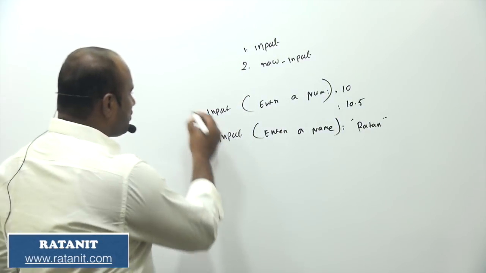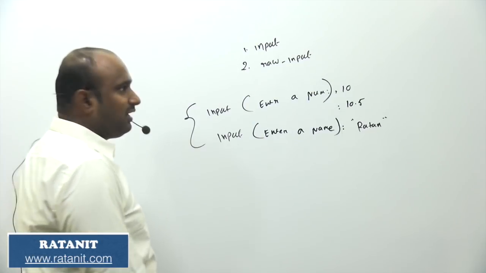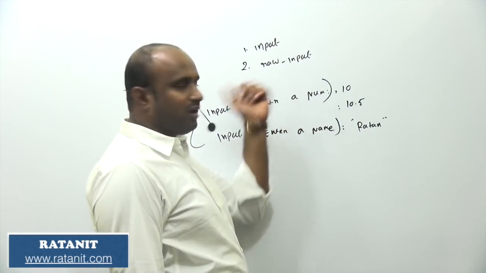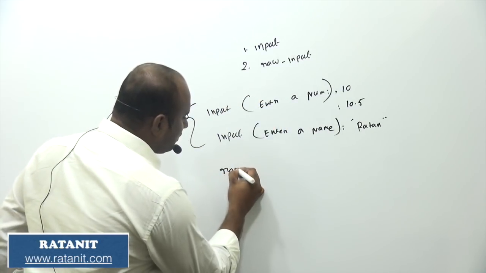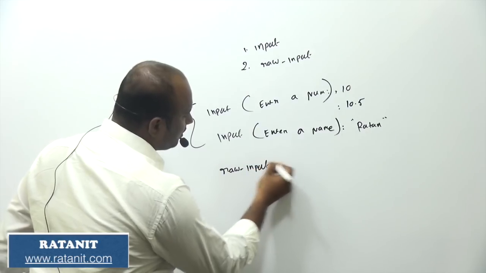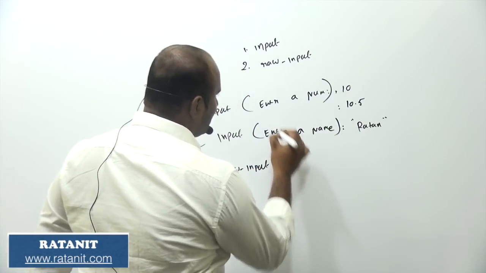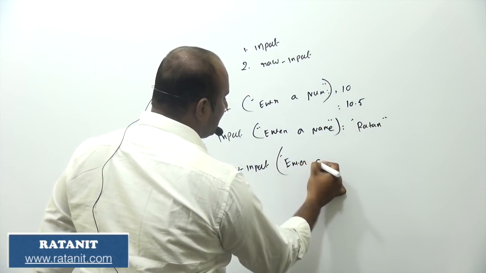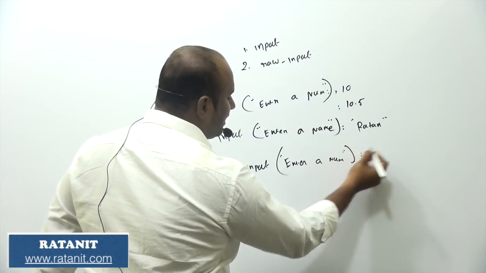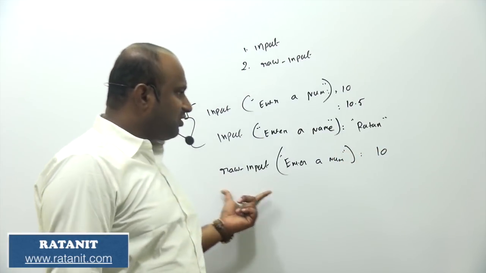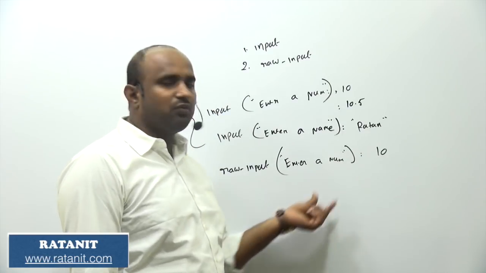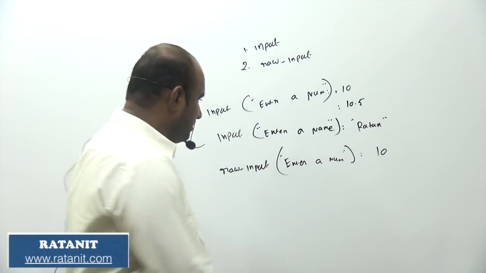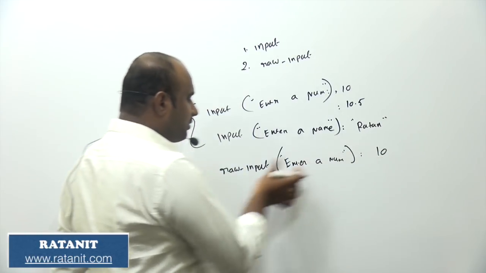This was about the input function. What is the second way to take the input here? Raw input. Raw input is also used to take the input from the keyboard. What about the raw input function? For example, here, enter a number, enter a name. Simply here also, enter a number. I am giving the data 10. The raw input function will take the input only in string format, right? Enter a number 10. In which format is that 10?